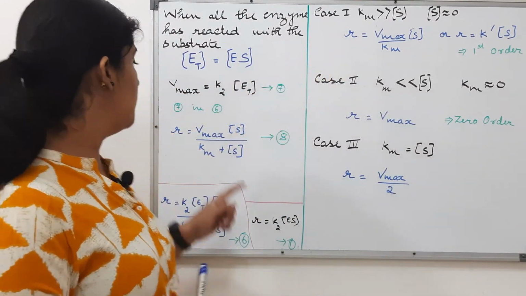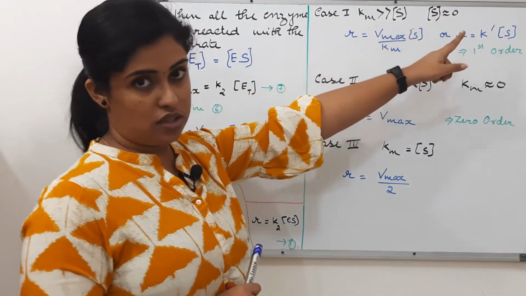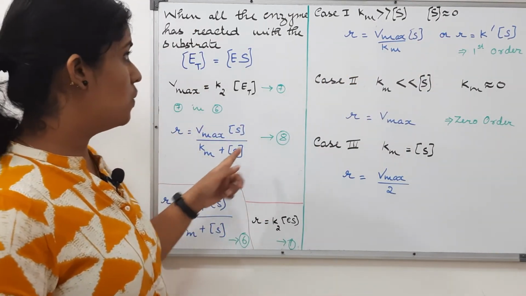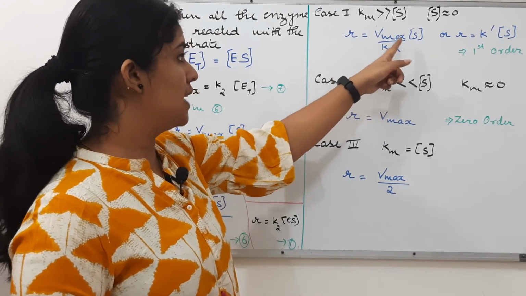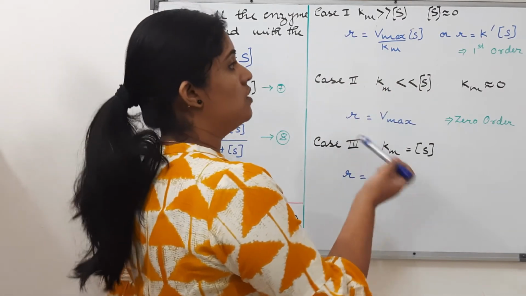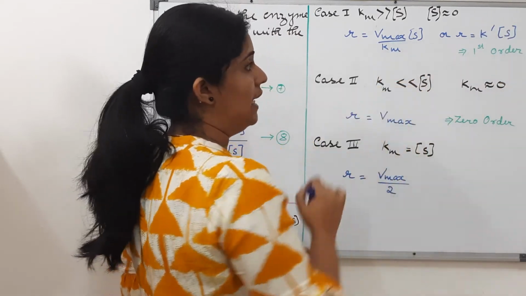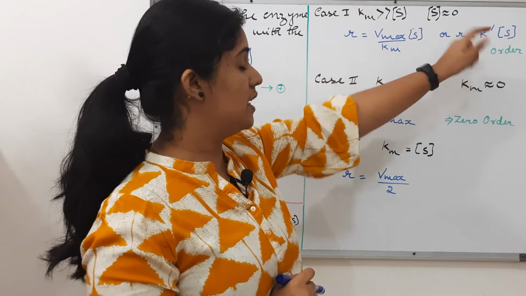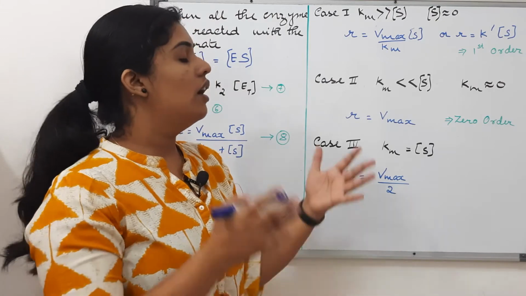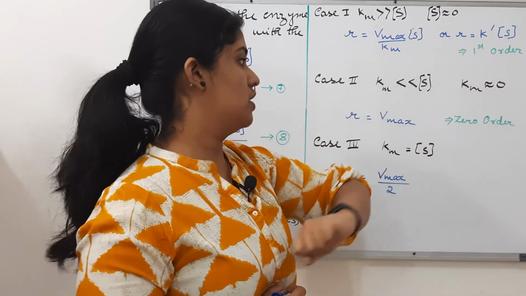So case 1 is when my Km is much larger than substrate concentration. So in that case, the substrate concentration can become negligible, and it can be almost equated to 0. So the rate becomes equal to Vmax times substrate concentration by Km. Or I can also write it as rate equal to K dash into S, where my K dash is Vmax by Km. Okay, this particular term I am just representing by K dash. Now this is a rate equation for first order, because the rate being directly dependent on the reactant concentration happens for first order reactions, right?